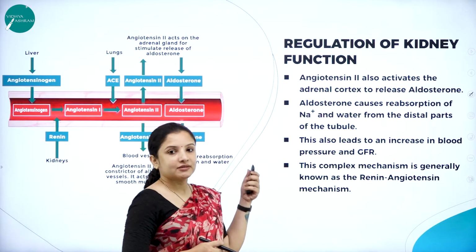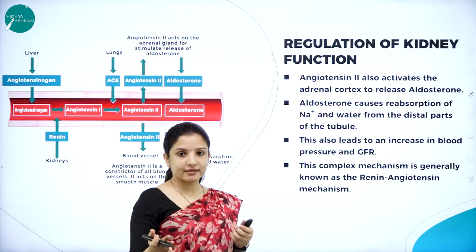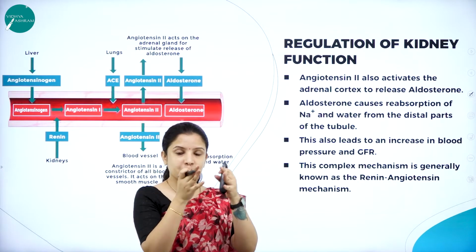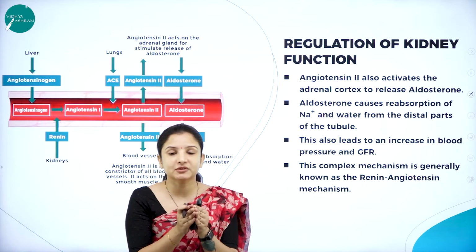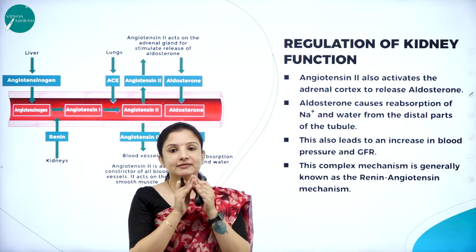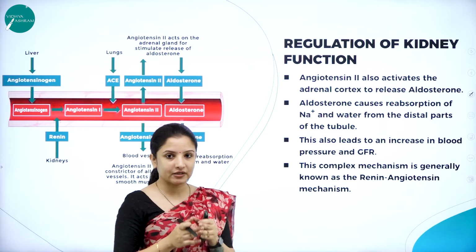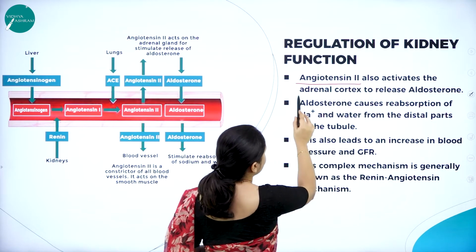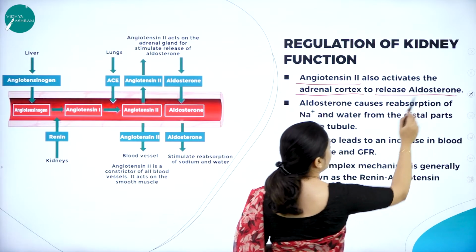Next, what happens? I told you angiotensin 1 actually gets converted into angiotensin 2, and angiotensin 2 is a vasoconstrictor which makes the blood vessels narrower, and when the blood vessels become narrower, what happens? An increase in the blood pressure will occur, and therefore it will increase the glomerular filtration rate. Apart from that, this angiotensin 2 also activates the adrenal cortex and therefore releases aldosterone.